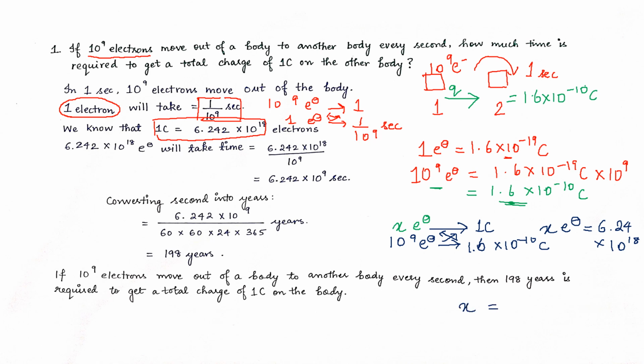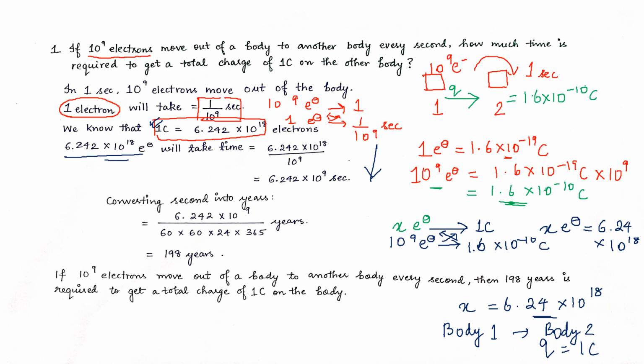So x equals 6.24 into 10 to the power 18 is the amount of electrons that we need to pass from body 1 to body 2 so that body 2 will have a charge equal to 1 coulomb. So you got the answer for where we are getting the number of electrons. We are getting it through this procedure.